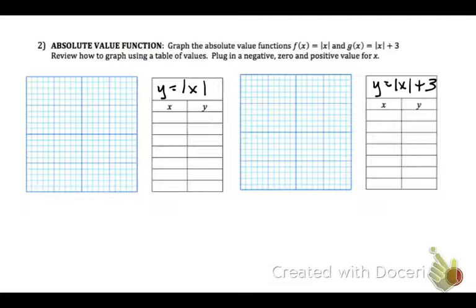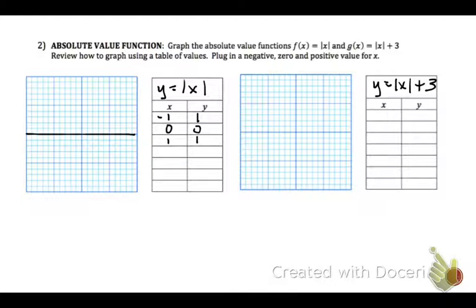So we're going to plug in a negative, 0, and positive. Again, let's make it simple: negative 1, 0, and 1. We plug in negative 1 for x into the equation. The absolute value of negative 1 is 1. The absolute value of 0 is 0. And the absolute value of 1 is 1.